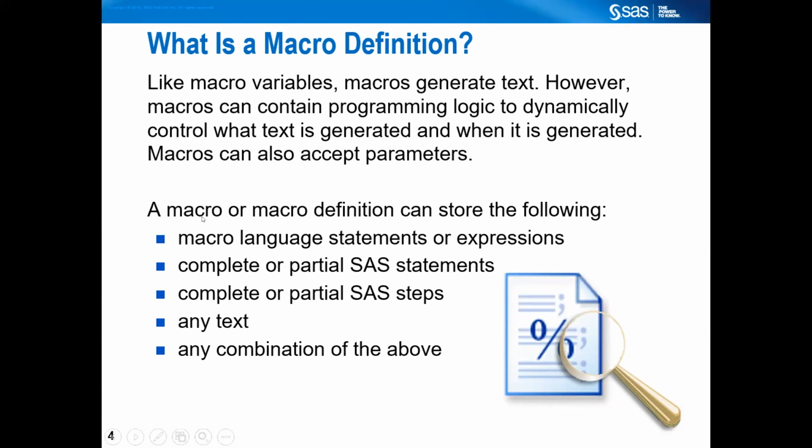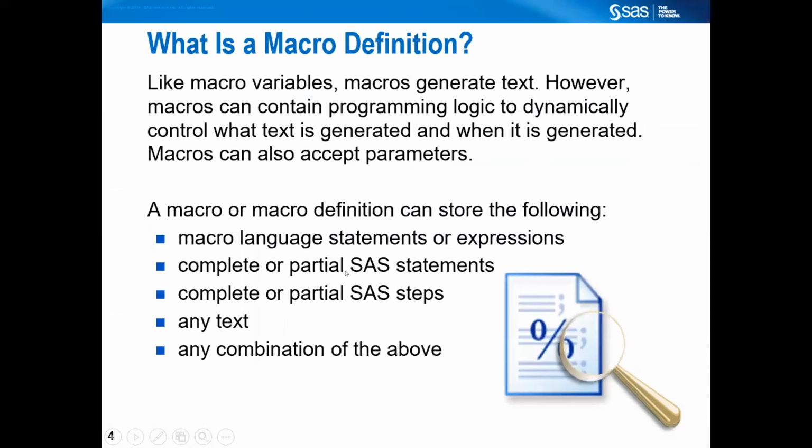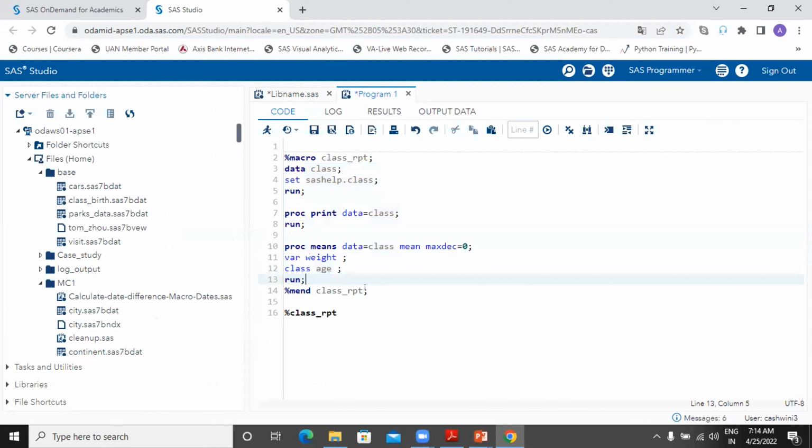So you call it a macro or a macro definition, and it can store either a macro language statement or expression, complete or partial SAS statements, complete or partial SAS steps, any text, or any combination of the above. In our case, we have created underscore code which consists of SAS steps, correct? Okay. So you write the steps, you save it as a macro, hence the percent sign, meaning it's a whole macro program. Same as this, within the pair of %MACRO and %MEND.